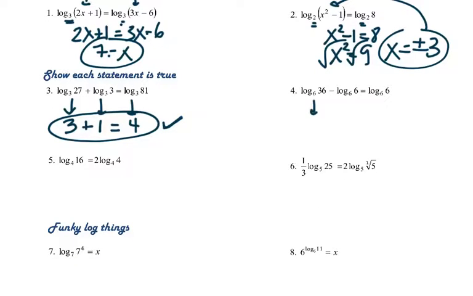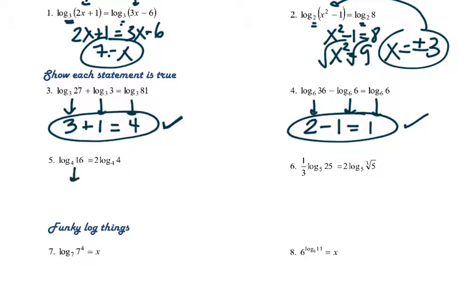6 to what power gives me 36? 6 squared. 6 to what power gives me 6? 6 to the first. So 2 minus 1 is 1. Here we have 4 squared is 16. And then 4 to what power gives me 4 is 1. Is 2 times 1? Yes.